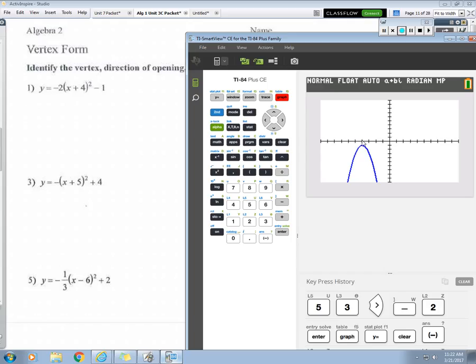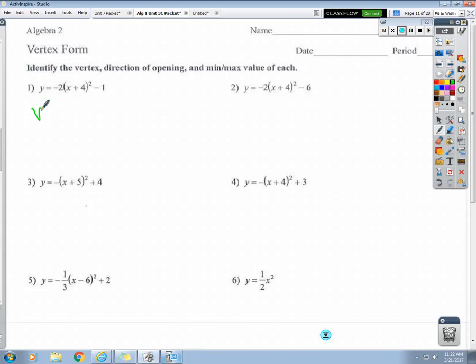Negative 4, negative 1, right? Negative 4, negative 1 is the vertex. Now, didn't that vertex go to negative 4, negative 1 because, look up at the board, this x plus 4 inside caused it to move left 4 units, and this minus 1 on the outside caused it to go down 1. Remember that? The inside number goes left and right, and it's opposite of what you would think.